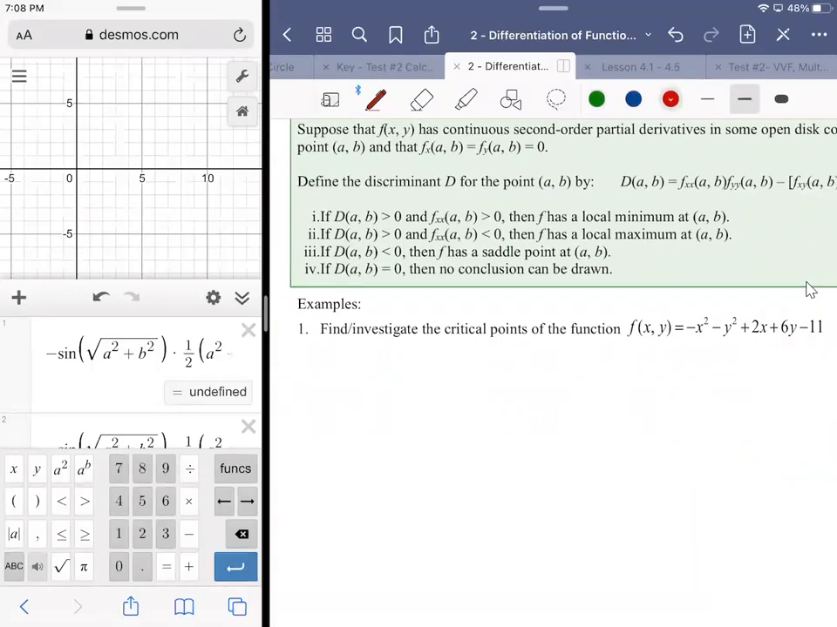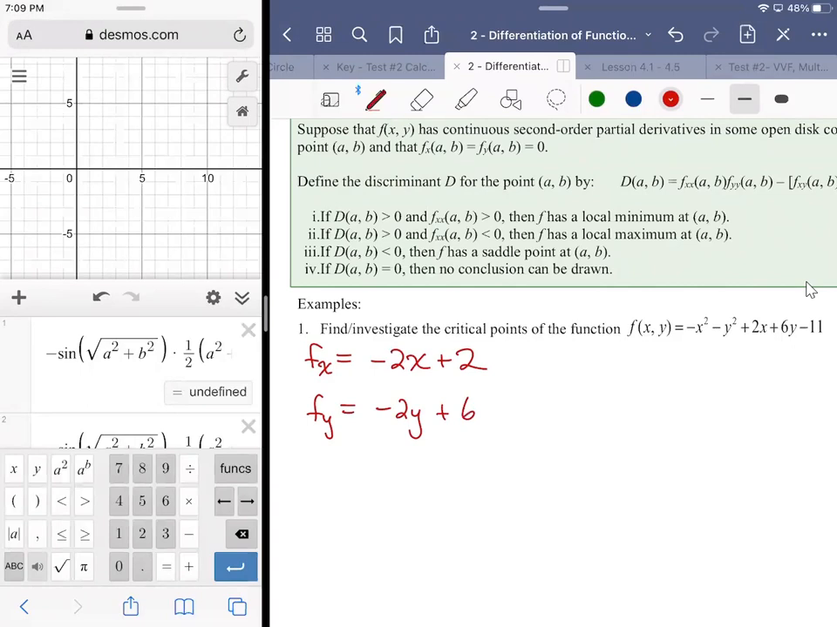I'm going to figure out f sub x and f sub y, the first order partial with respect to x and the first order partial with respect to y. With respect to x, I get negative 2x. The y's go away because they're standalone y terms, which is great news. So negative 2x plus 2. Any constant goes away also. Then negative 2y plus 6.